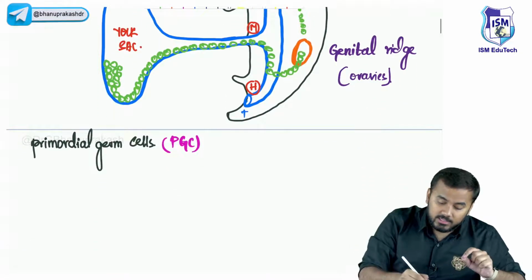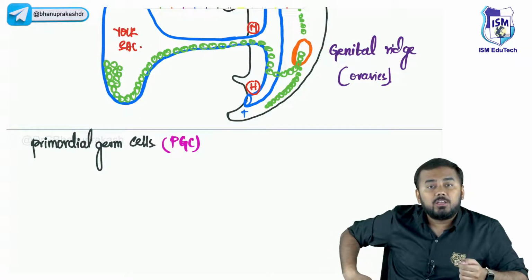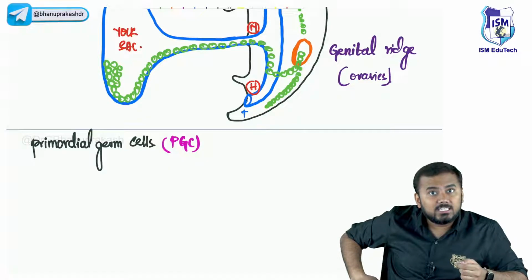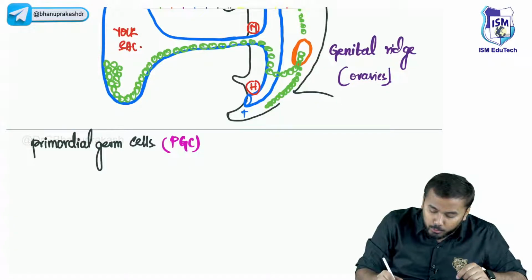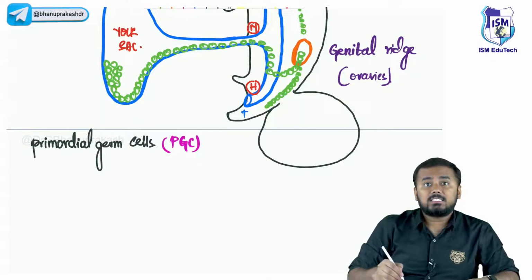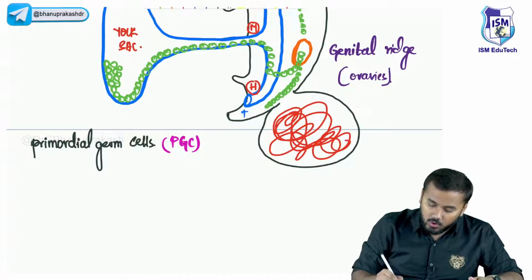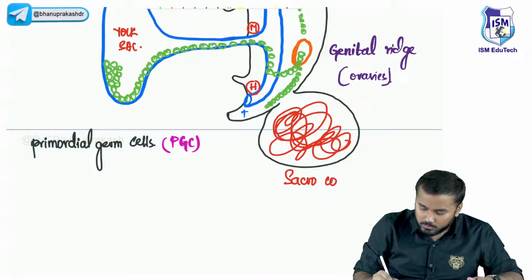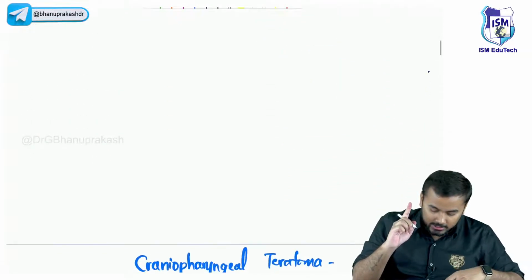Instead of going up, if these primordial germ cells go down, to the sacral region and coccyx, don't you think there will also be a protrusion at the bottom like this? So can I call this part a sacrococcygeal teratoma? This part over here is called a sacrococcygeal teratoma.